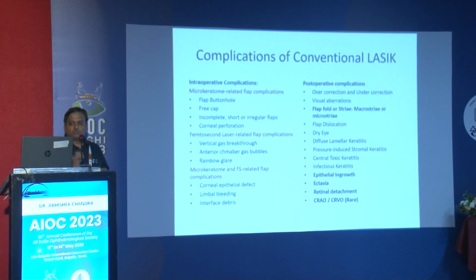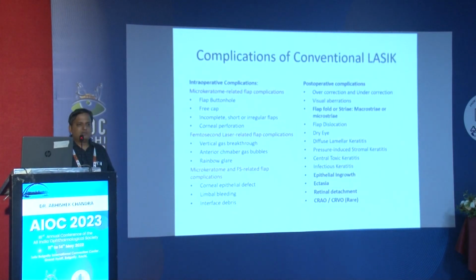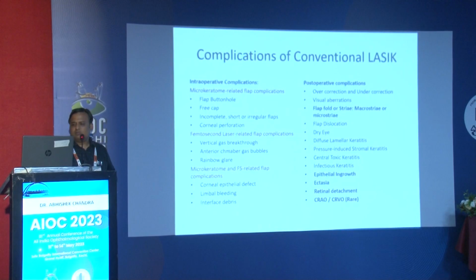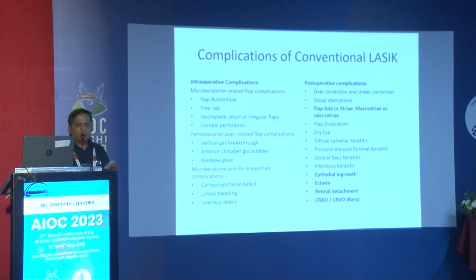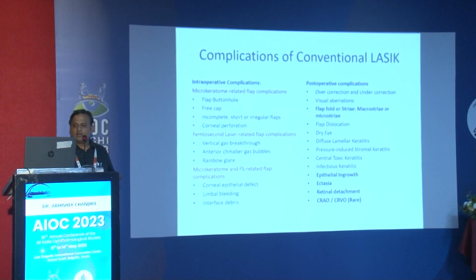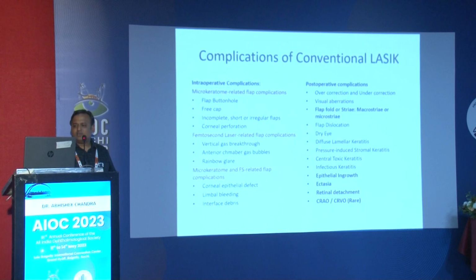So coming to the post-operative complications, there can be an overcorrection or undercorrection that can happen with any LASIK machine. There can be delayed visual rehabilitation. But most important, there are a few things which we more likely see in cases of microkeratome-assisted flaps. That is, you can have a flap fold or stria.